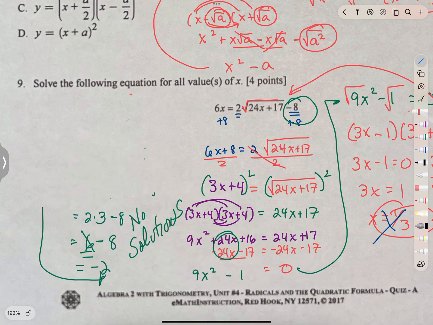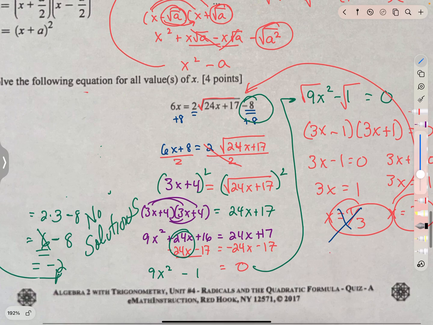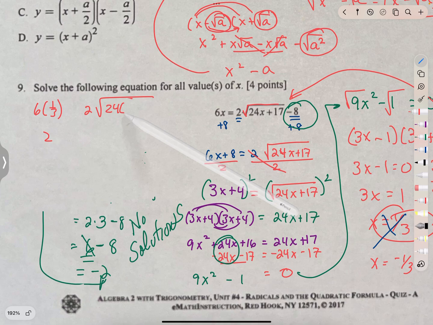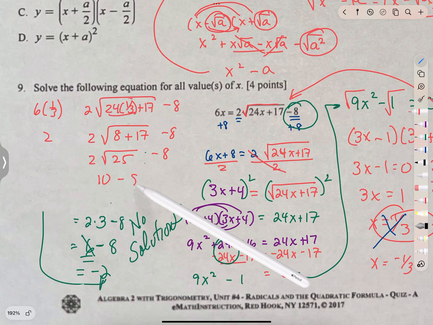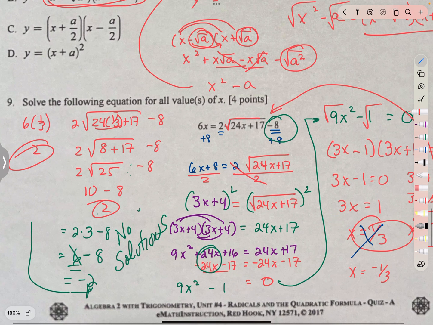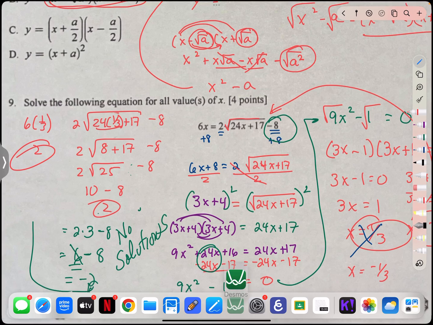All right, now the negative 1/3 worked, so we've got to keep that guy. I've got to check that positive 1/3 again. So 6 times positive 1/3 is 2. Check the other side. 24 times the positive 1/3 plus 17, and then this -8 that I forgot before. 1/3 of 24 is still 8. 2 times the square root of 25, that's still 10. But 10 minus 8 is 2. They both work. And now I'm going to test it on my Desmos so I can show you how you could do it on that as well.